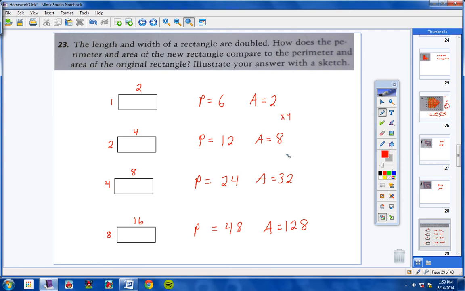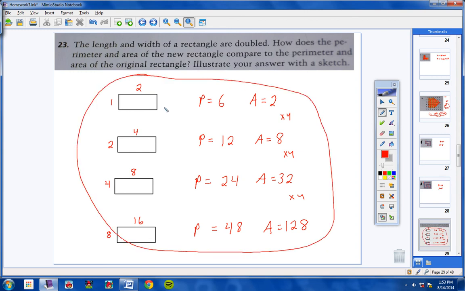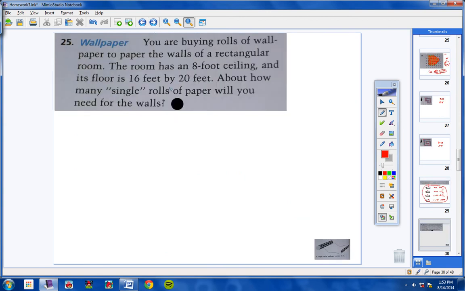2 times 4 is 8. 8 times 4 is 32. 32 times 4 is 128. So again, I would write something like this. Let me get a drink here. I would write something like, as the length and the width double, the perimeters will double and the areas will be multiplied by 4. And that's all they're looking for, is just for you to illustrate it with a sketch, and we've done that right here. And then put your answer in simple form and tell them or tell me what your conclusion is. Okay? All right, moving on to number 25.